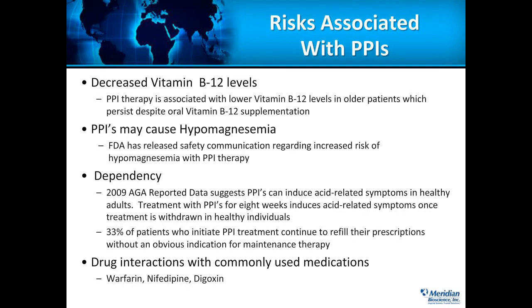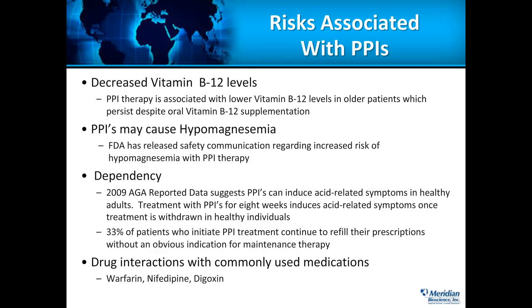Patients who are on long-term PPIs also have decreased vitamin B12 and magnesium levels. The low magnesium levels are significant because they can result in arrhythmias. They can reduce the arrhythmogenic thresholds, and hence patients who are on long-term PPI should periodically be tested for their magnesium levels. There's also a phenomenon of dependency.